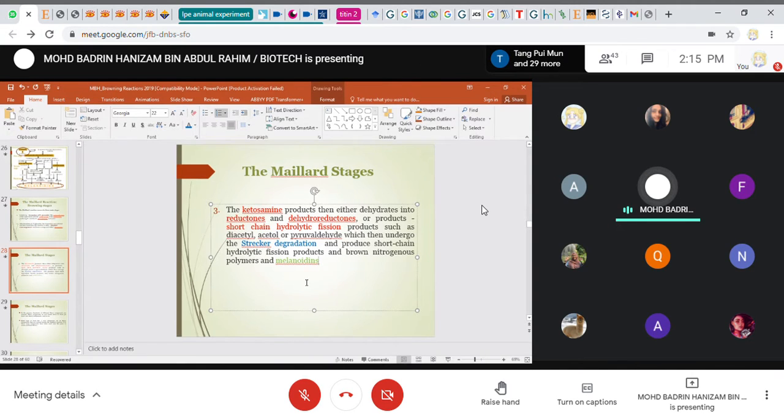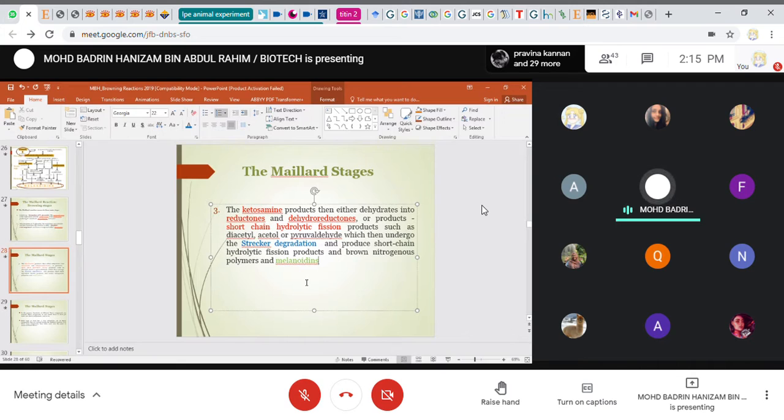So the ketosamine can also go on to form melanoidin and other brown nitrogenous polymer. So these will impart the characteristic brown color to the food. What you can see from the food, for example, toast. Your toast is colored by this very reaction that I just mentioned. So lots of other products, not one. You can have toast, different taste, different smell of the toast, right?